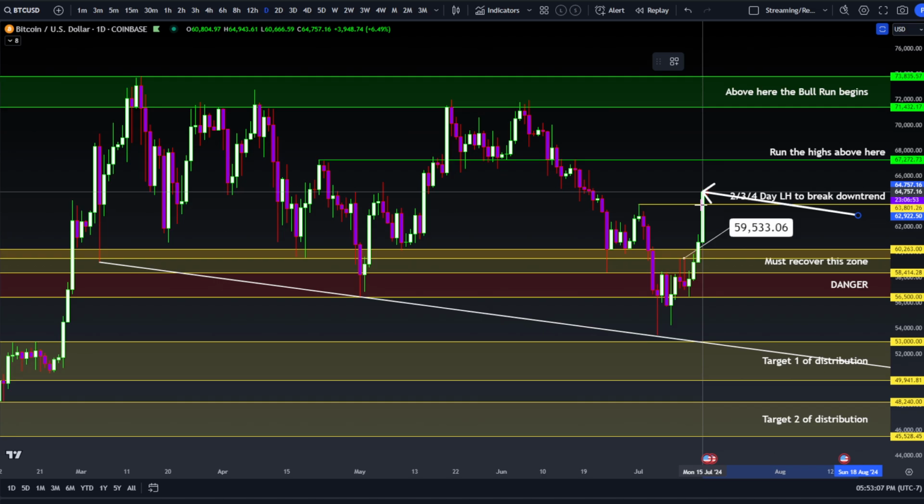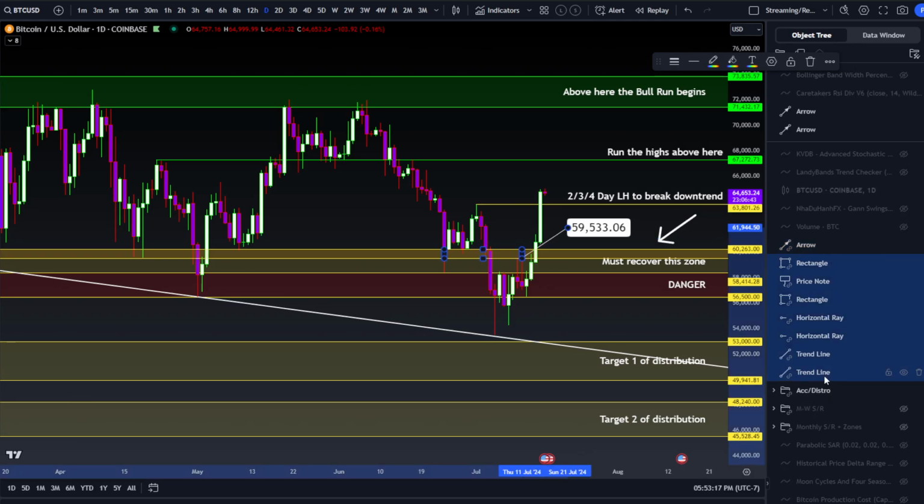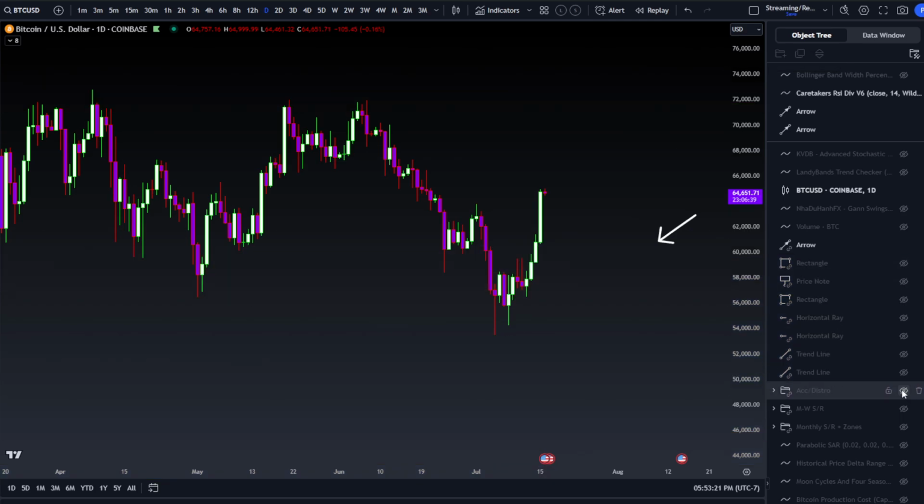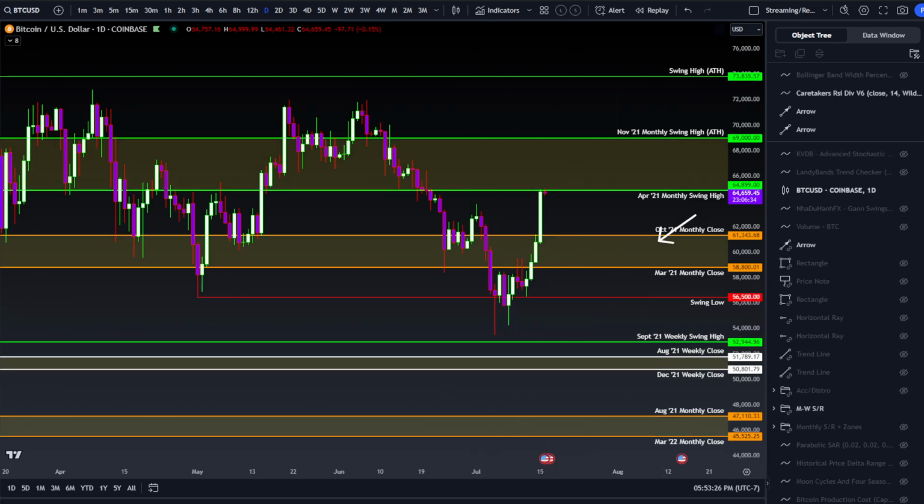So big area historically. But in this case, I bring this up because we want to turn this off. We'll turn this off, and we'll go to the long-term time frame support and resistance chart.